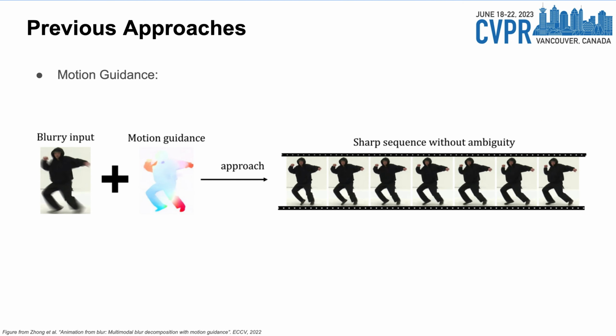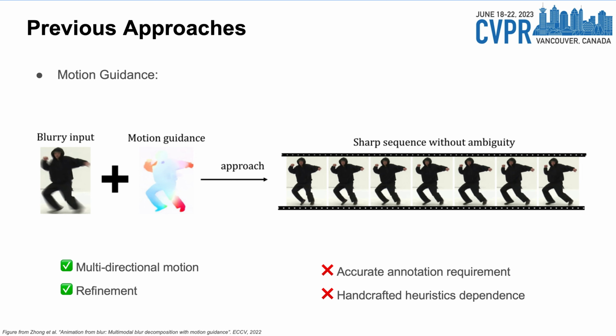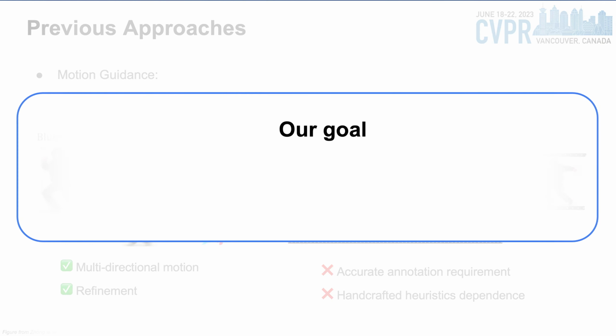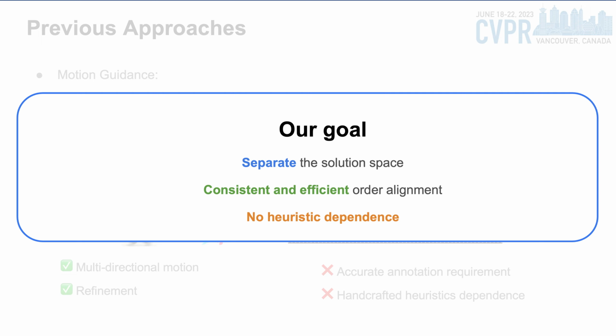Recently, another institution solved the order ambiguity issue by applying an additional input called motion guidance, which is generated by the conditional variational autoencoder. This approach could solve the multi-directional blurry motion and have a better result from the refinement process. However, the method largely depends on the quality of the motion guidance and consequently fails when the human annotated data is not available or the estimated optical flow is incorrect. Based on those weaknesses, we set our goal for the proposed method: it has to separate the solution space, have consistent and efficient order alignment, and have no heuristic dependence.